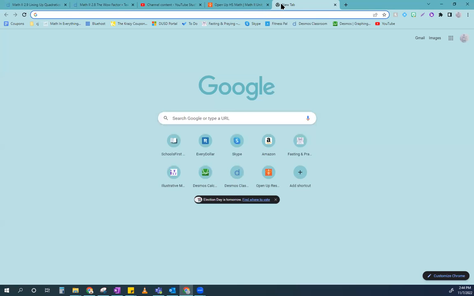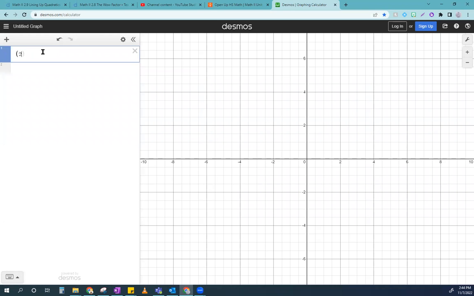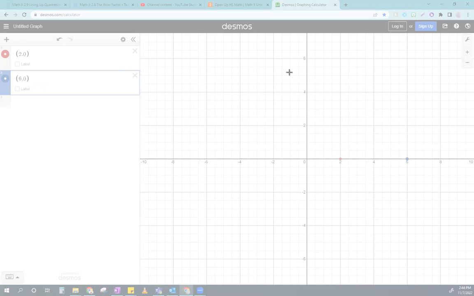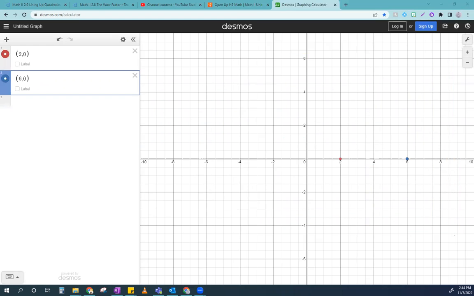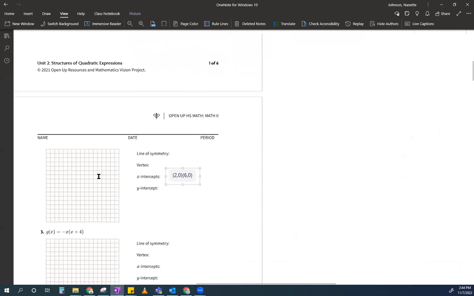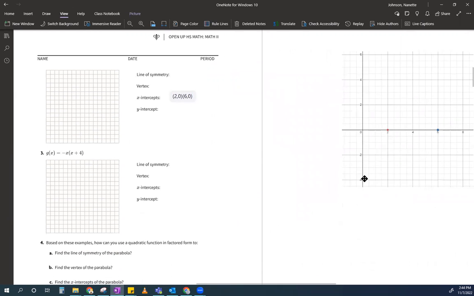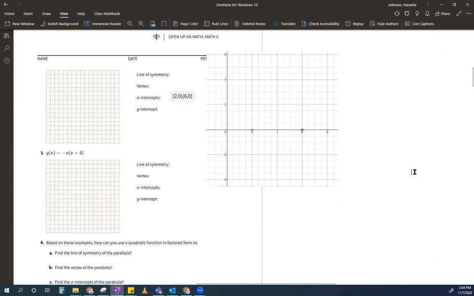I want a bigger picture. So let's go here, here. Okay, let's graph those two, 2, 0 and 6, 0. And so there they are right there. So I'm going to snip this picture so I can graph on it, so it's a little bit easier for me. Okay, that's good. All right, so here, this is how to graph using our thing. So here's my graph.